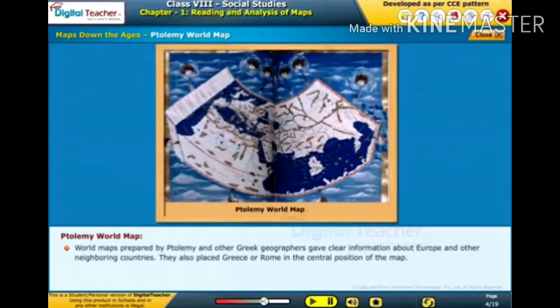World maps prepared by Ptolemy and other Greek geographers gave clear information about Europe and other neighboring countries. They also placed Greece or Rome in the central position of the map.